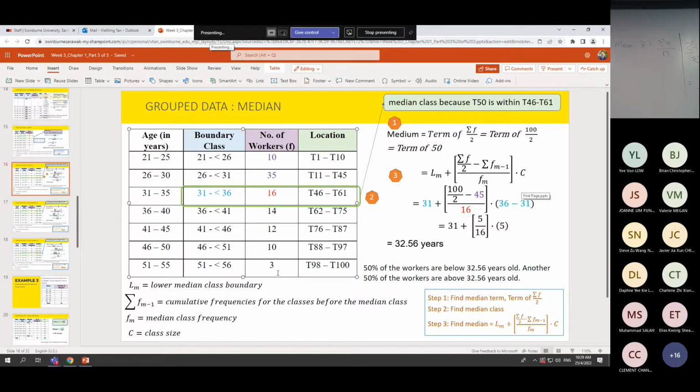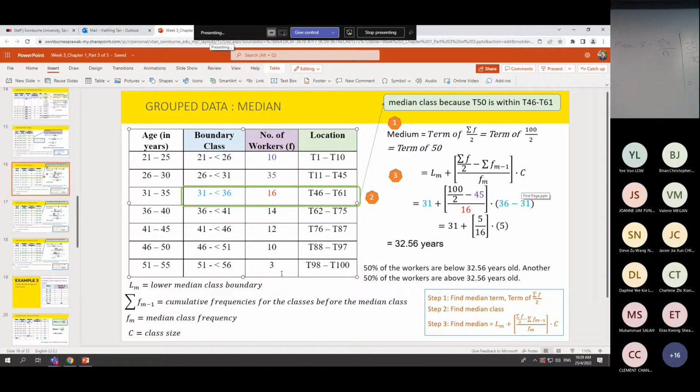T97. Okay, the last class consists of 3, right? 3 members only. From which term? From term 98, 99, and term 100. Term 98, 99, and 100 are in the last class. So they are the oldest workers in the factory. Three of them only, which are T98 to T100.